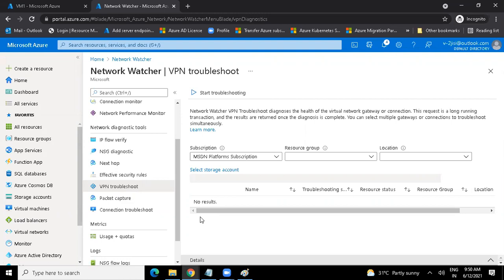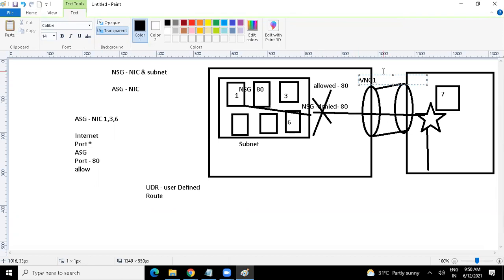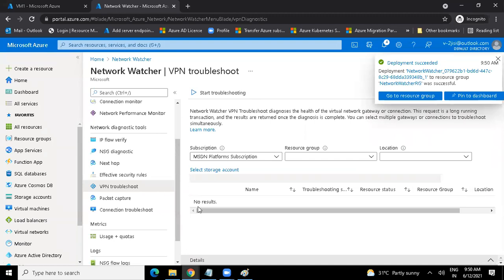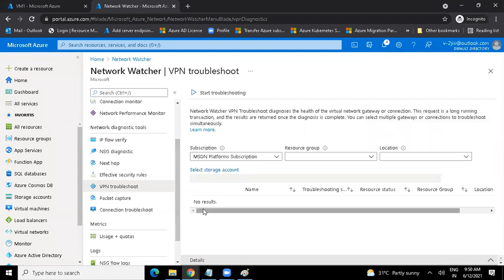Here, we would be able to see both the VPNs. This is virtual network gateway 1, this is virtual network gateway 2. And we have created two connections. Connection number 1 from virtual network gateway 1 to virtual network gateway 2, and connection number 2 from virtual network gateway 2 to virtual network gateway 1. So here, you would be able to see all four. We can select all four: virtual network gateway 1, virtual network gateway 2, connection number 1, connection number 2. There will be checkboxes.